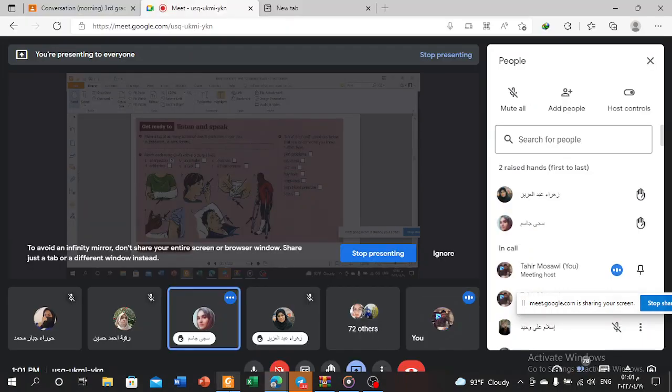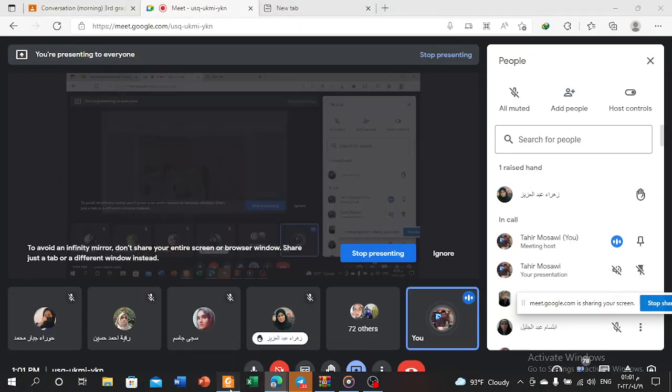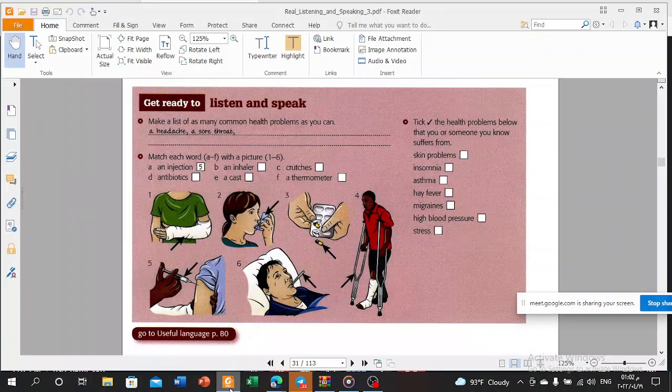Number 2, well we have, thank you Saja, we have crutches. Zara, do you have any idea about what crutches are? Yes, exactly, picture number 4. Yes, thank you.